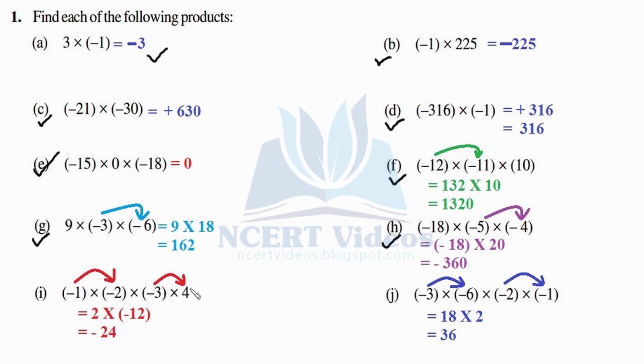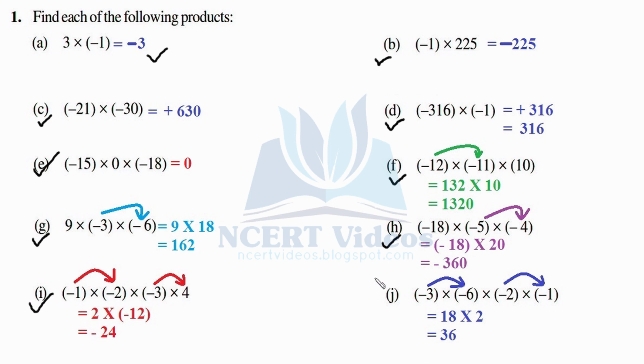I part. Here we will multiply in pairs. First we will multiply minus 1 into minus 2 gives you 2. And here 4 3s are 12. Plus minus is minus. Therefore we write minus 12. You write it in brackets so that it becomes easy to solve. So 12 2s are 24, plus minus is minus. Therefore minus 24 is your answer for I part.